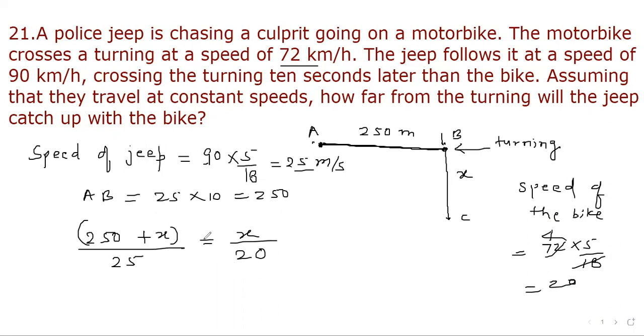Here, time is the same for the two, so that the police jeep can catch the biker. Now we simplify. We can cut 5 times, 4 times. So cross multiplication will give 1000 plus 4x equal to 5x, from where we get x equal to 1000 meters. And that is our answer.